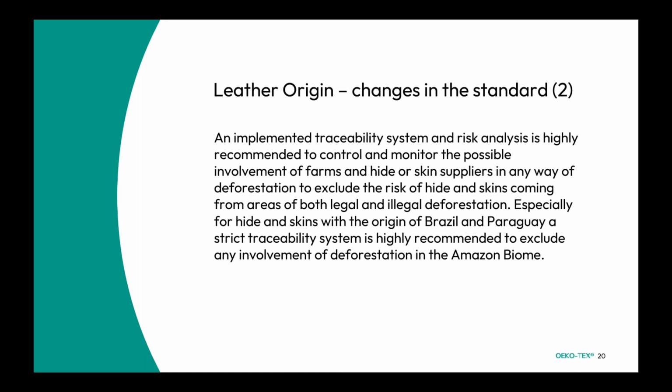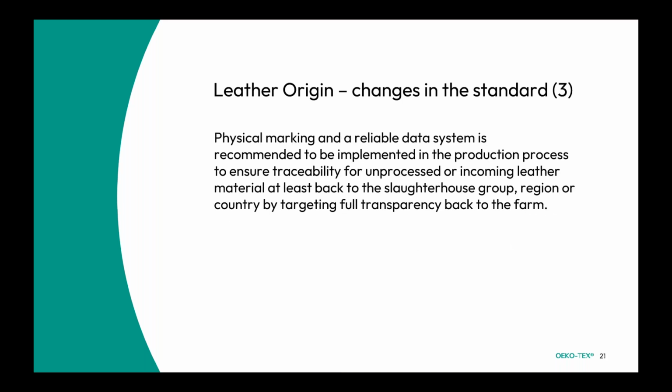Especially for hides and skin with the origin of Brazil and Paraguay, a strict traceability system is highly recommended to exclude any involvement of deforestation in the Amazon biome. So physical marking and a reliable data system is also recommended to be implemented in the production process to ensure traceability for unprocessed or incoming leather material, at least back to the slaughterhouse group, region, or country, by targeting full transparency back to the farm.